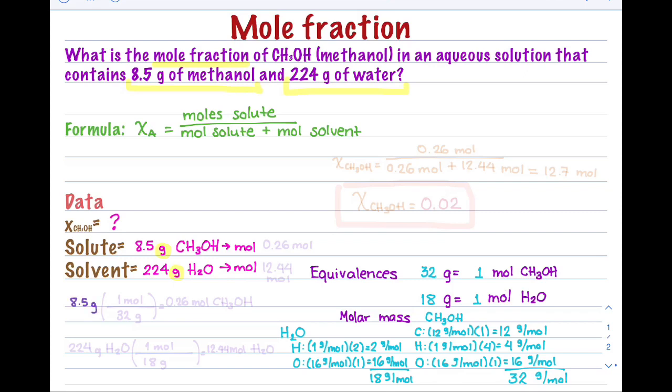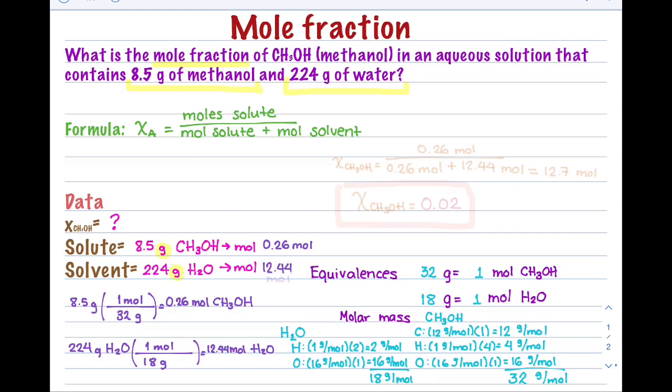8.5 grams of methanol is changed to moles. So in the parentheses, we write the 1 mole up and the 32 grams down. We multiply and divide and we get 0.26 moles of methanol. Then we continue with the 224 grams of water and we change them to moles. So in the parentheses we write the 1 mole up again and the 18 grams down. We multiply and divide and we get 12.44 moles of water.